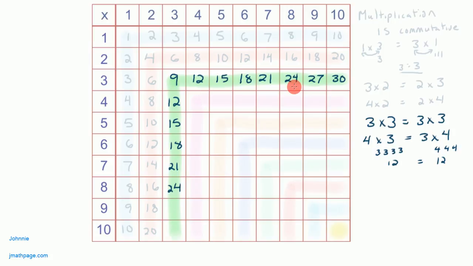So can you predict the next one? If I say 9 times 3, what should this number be? It should be the same as 3 times 9, which is 27. 10 times 3 is the same as 3 times 10, which is 30. Now we've done our 3's. All right, let's move to our 4's. We've done a big part of the table already, haven't we?